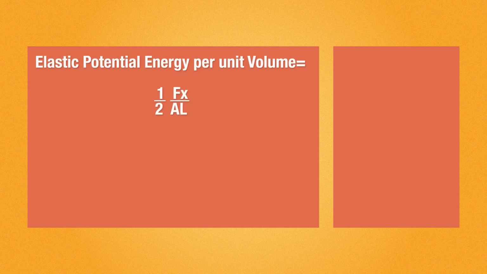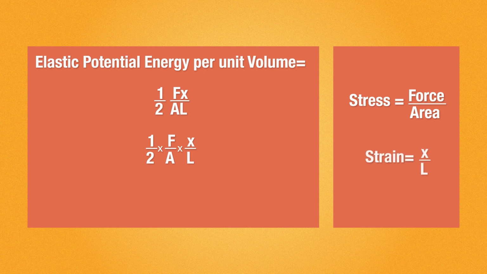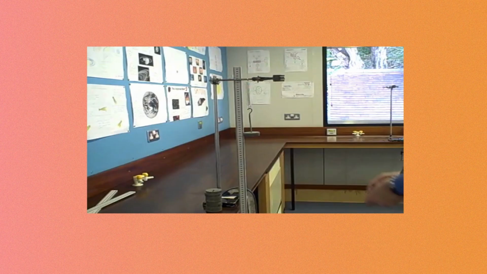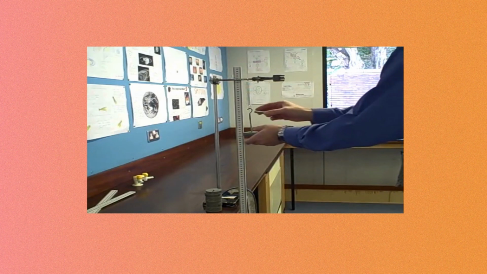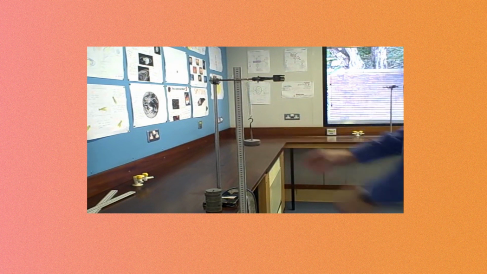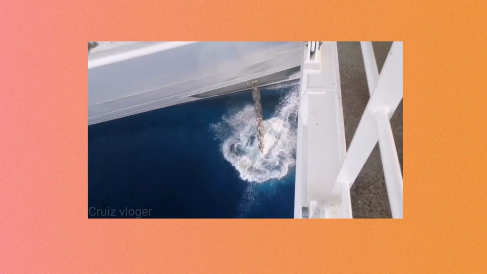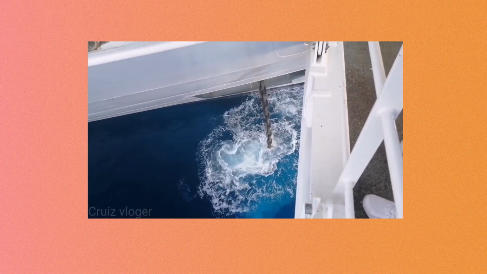Now because we know that force per unit area is stress and extension over total length is strain, we can rewrite this expression as a combination of stress and strain. Now why is that important? Well, because the amount of energy an object stores as it stretches depends on its volume. A thick wire can store more energy as compared to a thinner one. And in the same manner, a longer wire stores more energy than a shorter one.